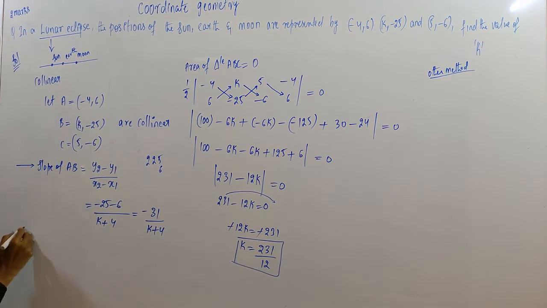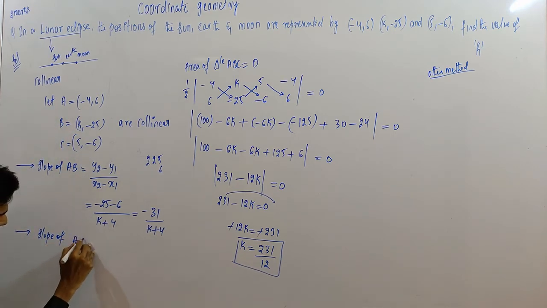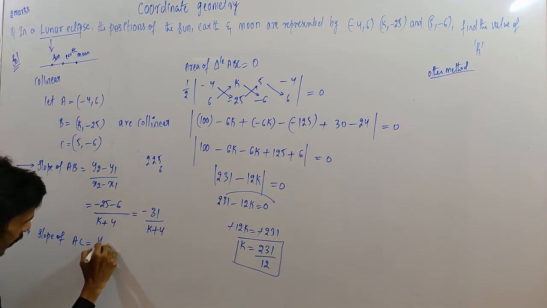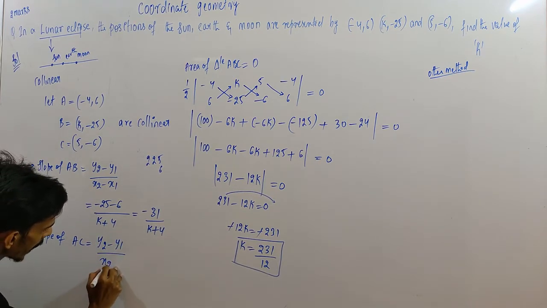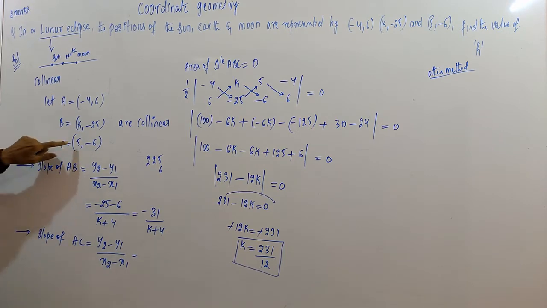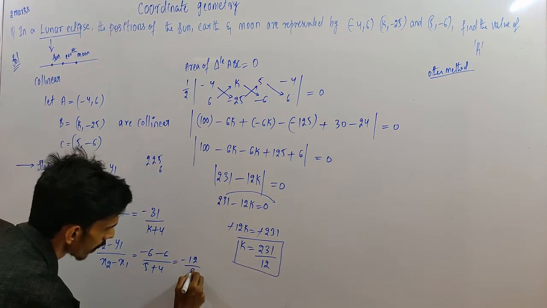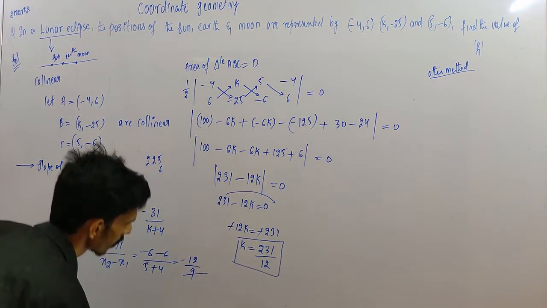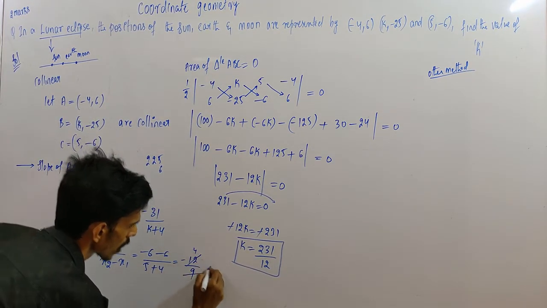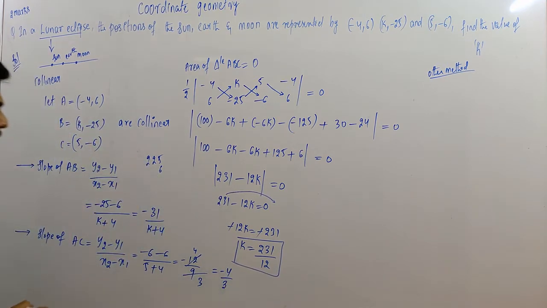We have taken the slope of AB. Now take the slope of AC. Slope of AC is y2 minus y1 divided by x2 minus x1. Difference in y coordinate: minus 6 minus 6, divided by difference in x coordinate, 5 minus of minus 4. So we have 5 plus 4, minus 12 divided by 9. If we cancel this by 3, 3 3s are 9, 3 4s are 12, so we have minus 4 by 3.